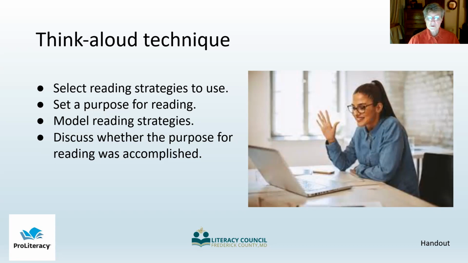Step 2 is to set the purpose for reading and be clear about it with your student. For example, you might say this story is fiction, meaning that it's not real, so we are reading just for pleasure. Step 3 is to read the story or article and model the strategies you want to teach by stopping during the reading and thinking out loud.